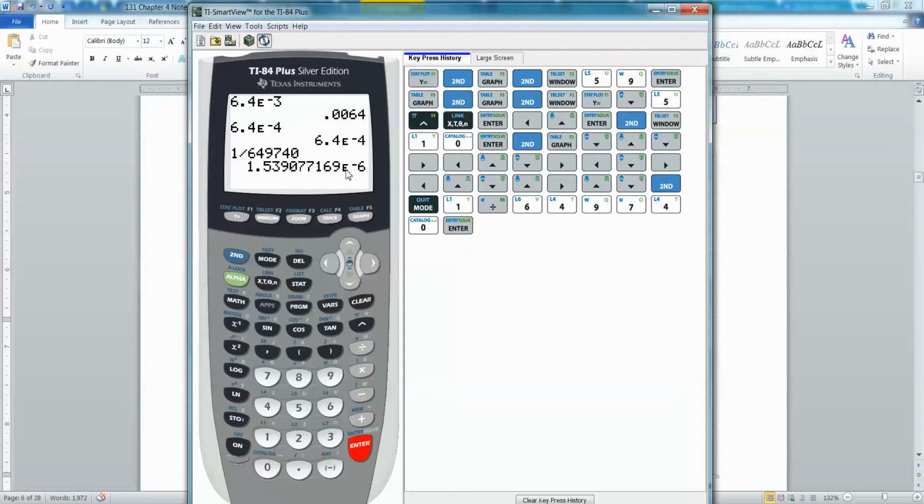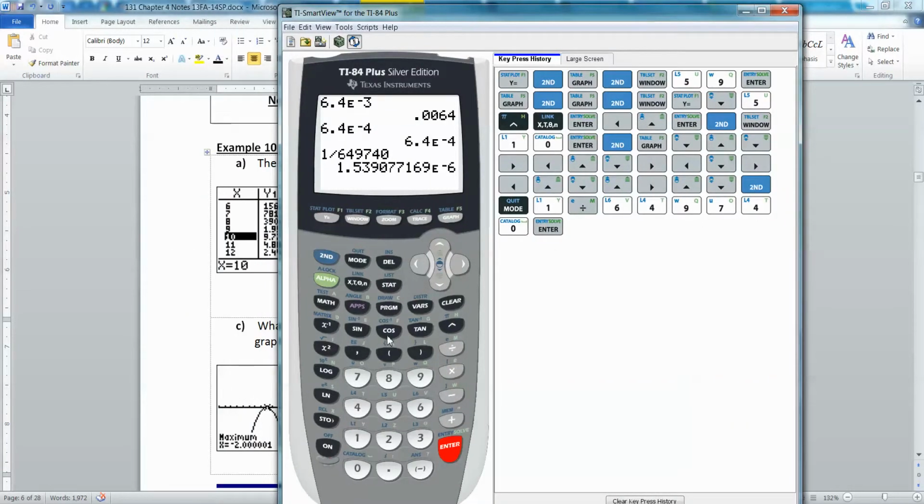So you would move the decimal 6 places to the left. So it's 0.00000153907, right? So it's giving you scientific notation. And again, I'll write that out for you in the lecture note videos when we get there.